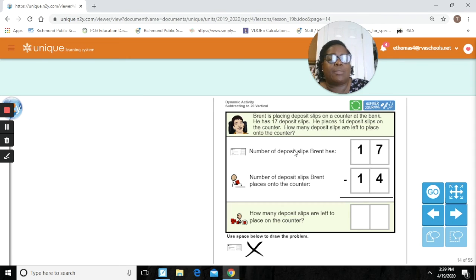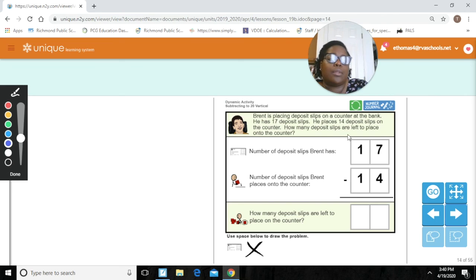All right, let's do our next problem. It says here, Brent is placing deposit slips on a counter at the bank. He has 17 deposit slips. He places 14 deposit slips on the counter. How many deposit slips are left to place on the counter? And there are our key words. Are left, which is an indicator that you're going to do what? Subtract. And what does subtract mean? To take away. Okay?